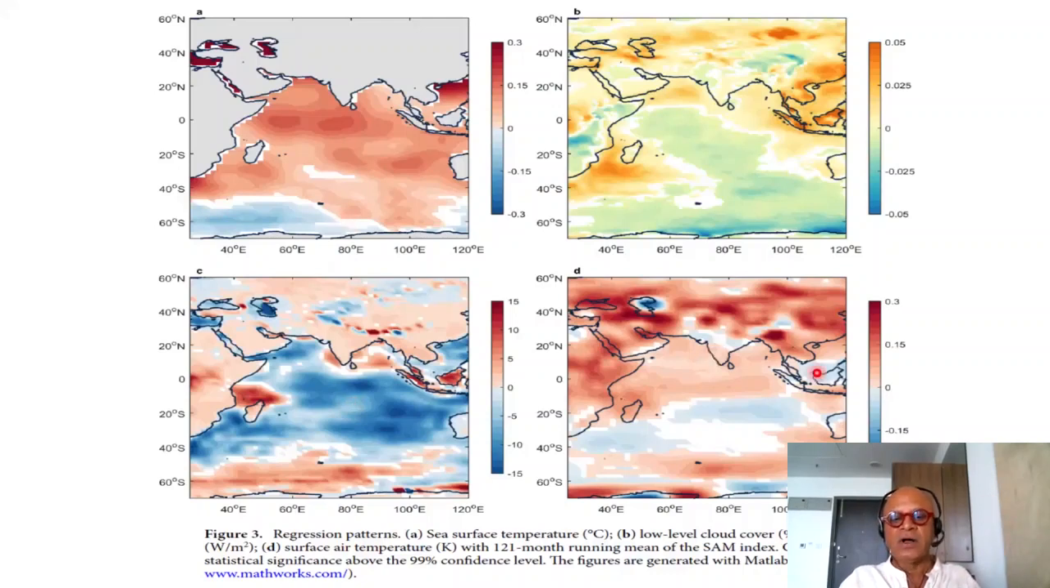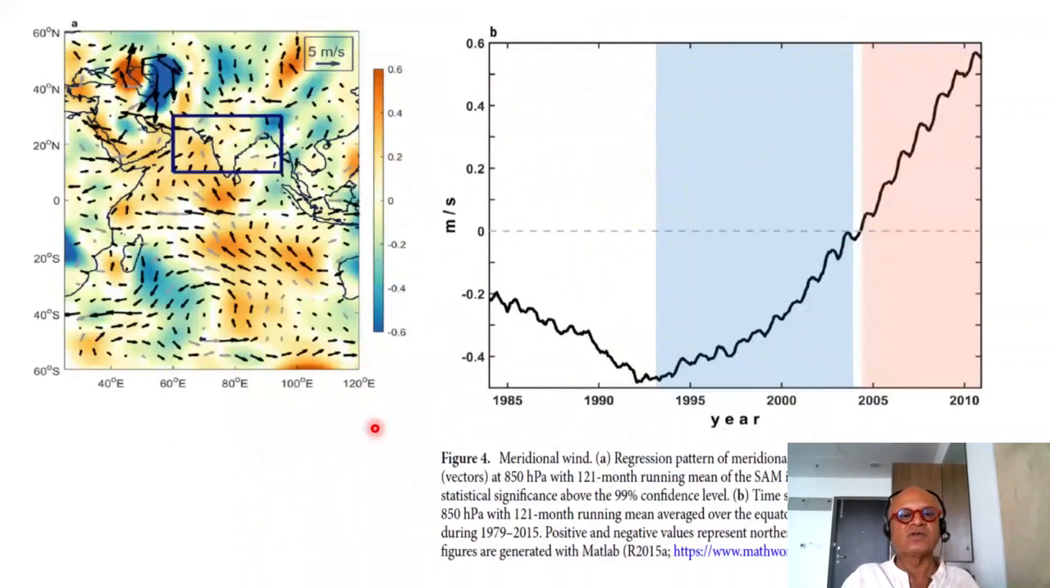Okay. D is the surface air temperature with the 121-month running mean of SAM. So both, if the ocean is warm and the atmosphere is warm, that means the ocean is giving latent heat flux to the atmosphere, so that is the latent heat loss. Okay, so always follow the logical steps. Finally, what is actually happening in terms of circulation?